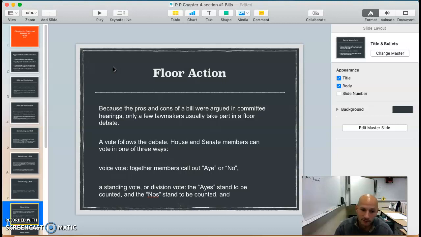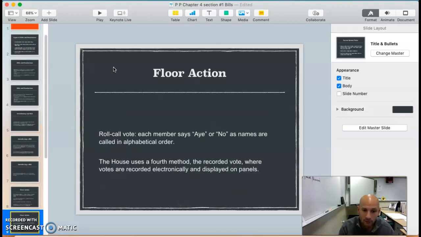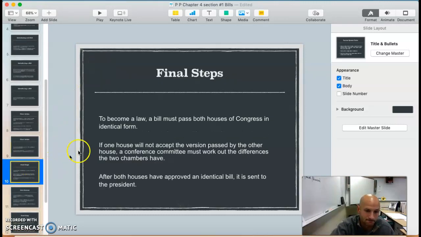Members can vote in one of three ways: a voice vote, a standing vote, or a division vote. The ayes stand to be counted and the noes stand to be counted. And a roll call vote: each member says aye or nay as names are called in alphabetical order. We do not do that anymore. We do the fourth one, which is the recorded votes. They basically have a big screen up there, and it's all technologically advanced now, and they vote for a lot of bills, okay, and it just automatically puts up the percentage if the bill gets passed or not.